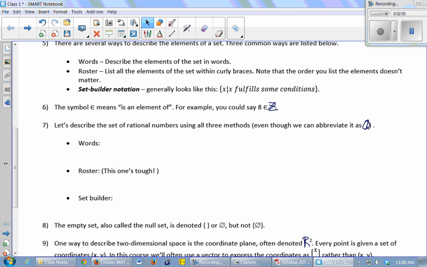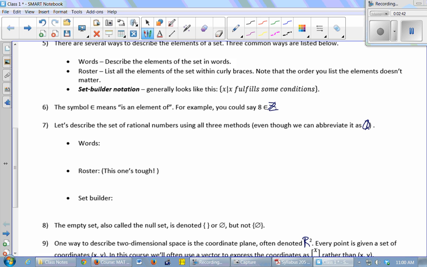The symbol that looks kind of like a weird looking E means is an element of. So E can stand for element. For example, I could say 8 is an element of the integers, right? 8 is an element of Z because Z stands for the integers. So let's talk about the rational numbers. I want to describe the rational numbers using all 3 methods, words, roster, and set builder, even though we can shorthand abbreviate it as Q, just as an exercise in doing this the 3 ways.